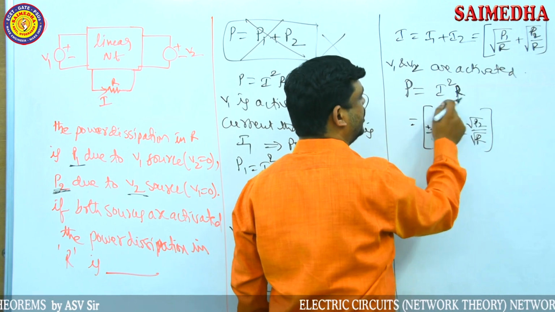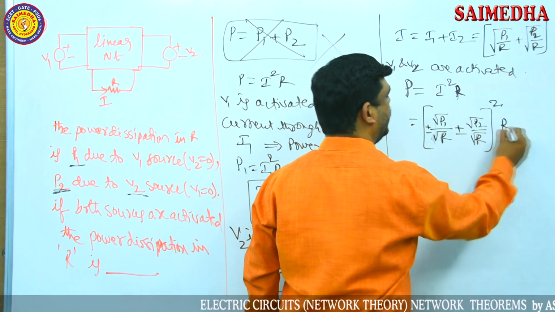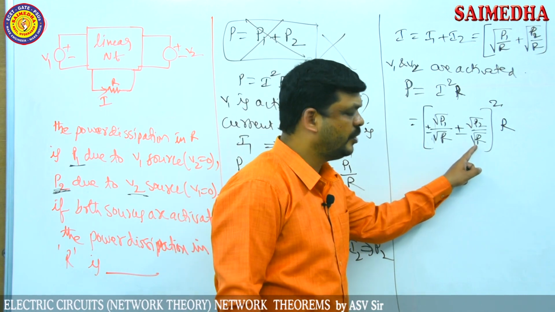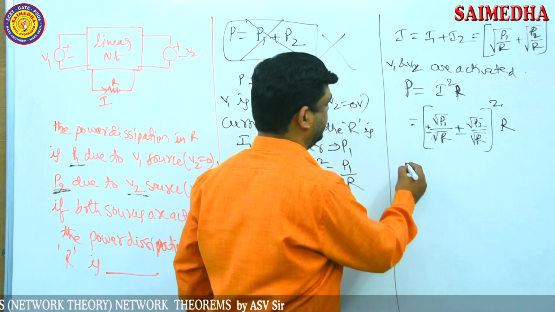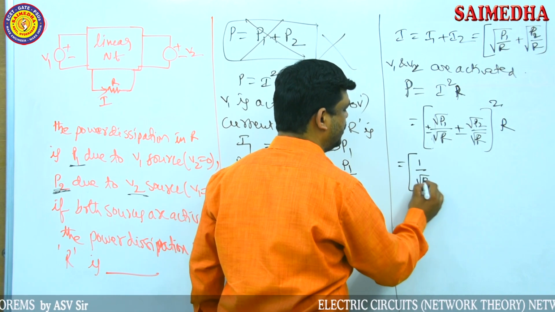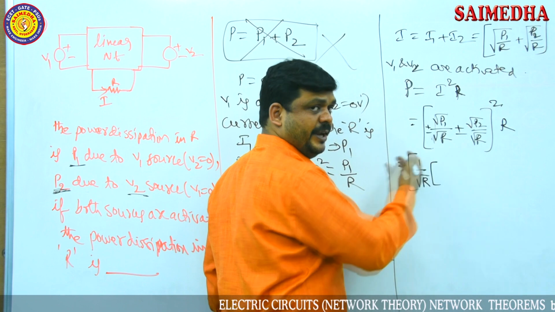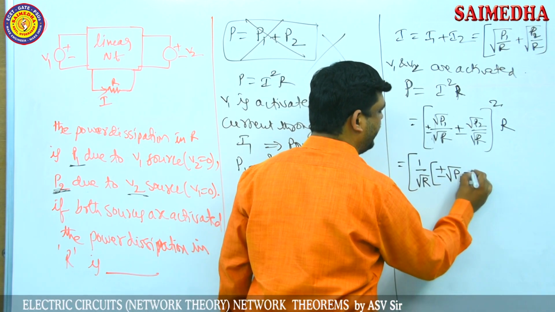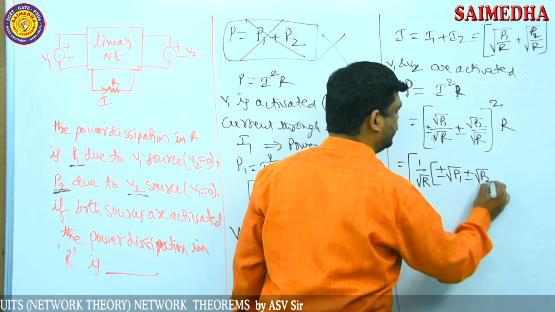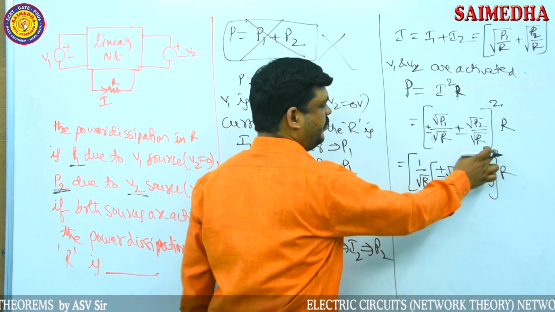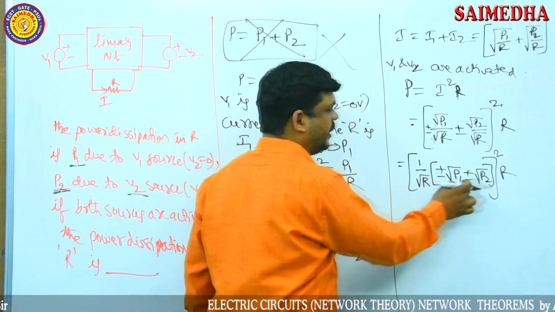This is the total current equation. Square into R. So here root R is there and root R is there. Take it outside, so I am writing 1 by root R outside. Take it common. Then the remaining parameter is plus or minus root P1 plus or minus root P2, whole square into R. If you apply the square operation for this one, R gets cancelled.